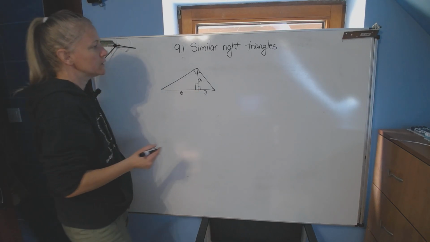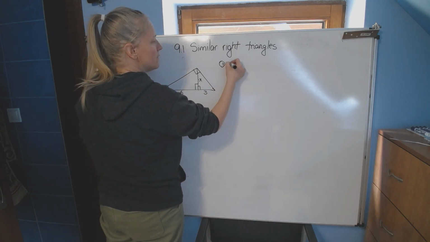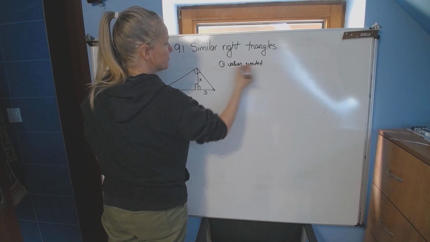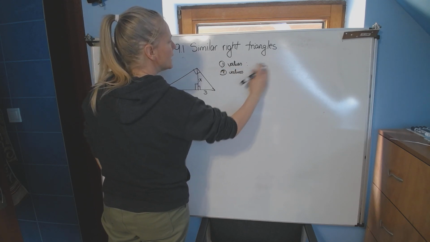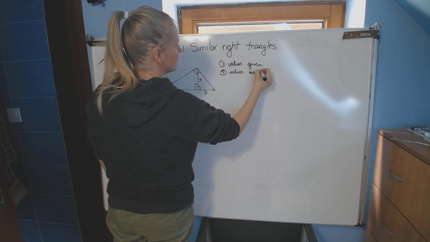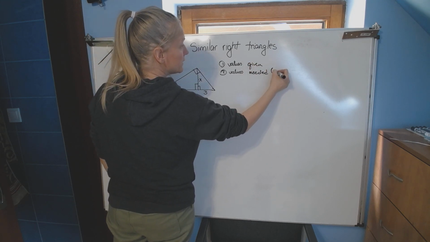So here's what I need to know. Remember, number 1, I should have erased this. Values needed. And number 2, values given. Values needed. This would be the variable.